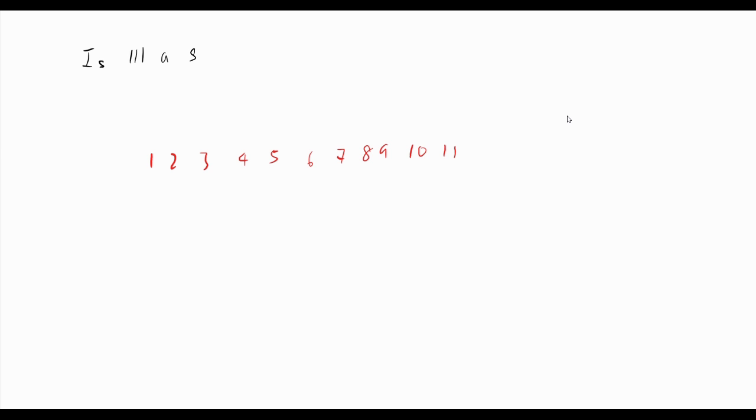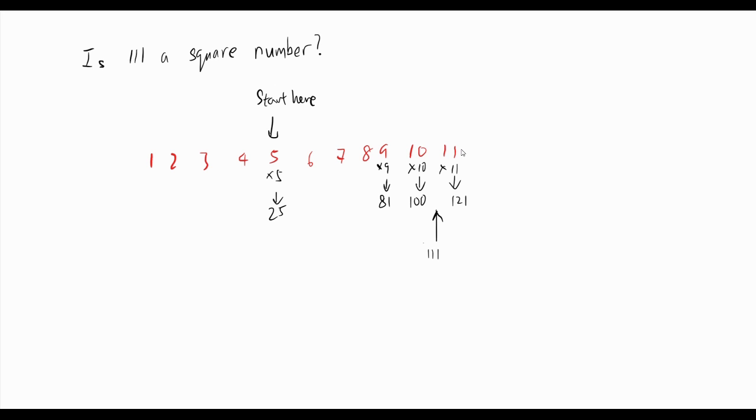For example, is 111 a square number? I'm not going to start from 1 because 111 is so big. So I'll just jump straight to 5 and test. 5 times 5 equals 25, so it's still a lot bigger. 9 times 9 equals 81, which is quite a bit closer, so I'm just going to try the next few numbers. 10 times 10 equals 100. 11 times 11 equals 121. You can see that 111 is in between 100 and 121, so it's not a square number.